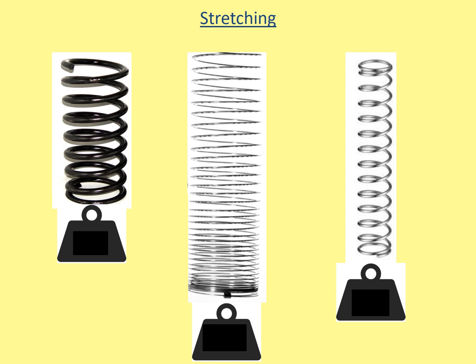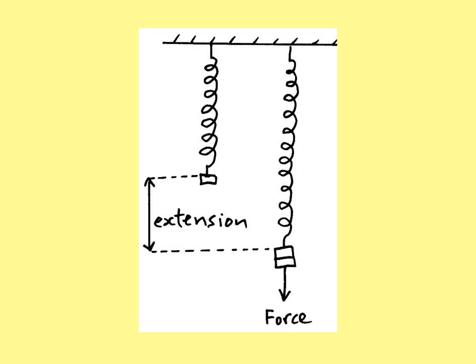The stiffness or springiness of a spring is called the spring constant, and it describes how easy or difficult it is to make the spring stretch or compress. When we talk about the stretching or compressing of a spring, we are interested in the difference between the original length and the final length.